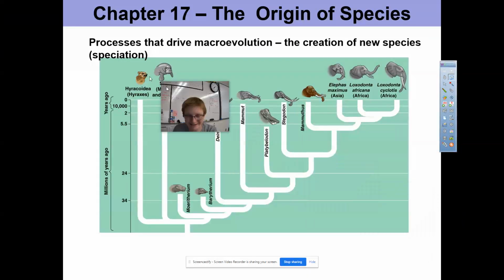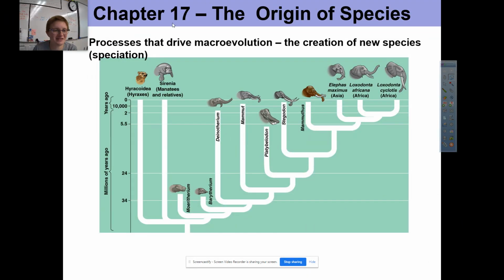Hey guys, so we're winding down chapter 17. We're going to be talking about how we get new species today, thus the title, On the Origin of Species. So this is one of our last chapters about evolution.